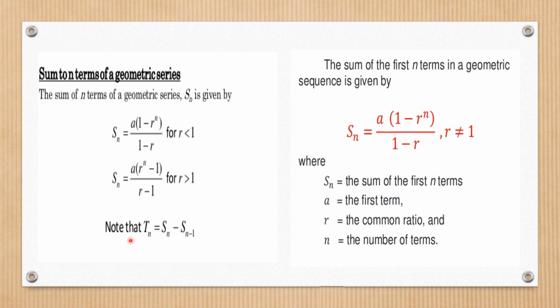Also note that the nth term is given by the sum of n terms minus the sum of n minus 1 terms. We have done this in AP also: if you need to find the second term, we get it by subtracting S1 from S2. S2 minus S1 will give you the second term, as S1 is the first term itself. The same way is going to happen here also.